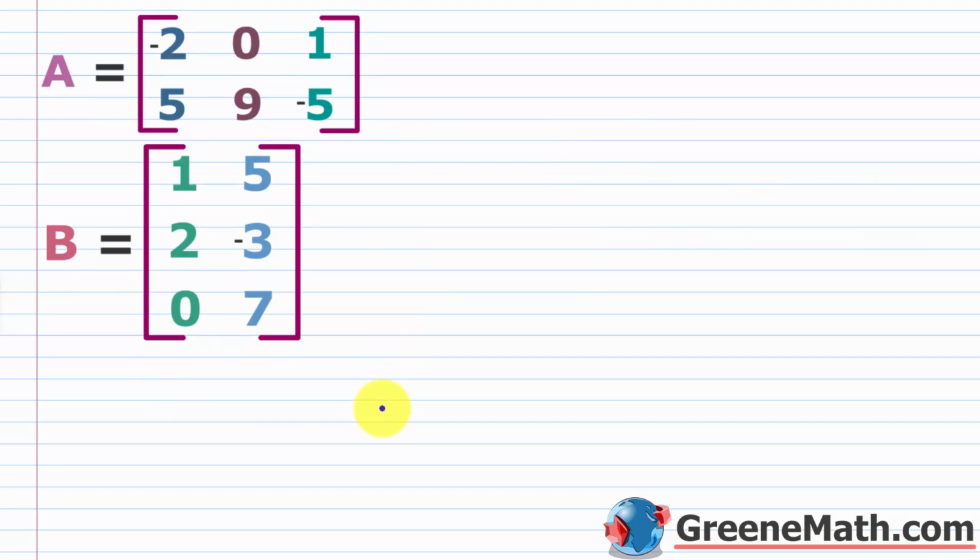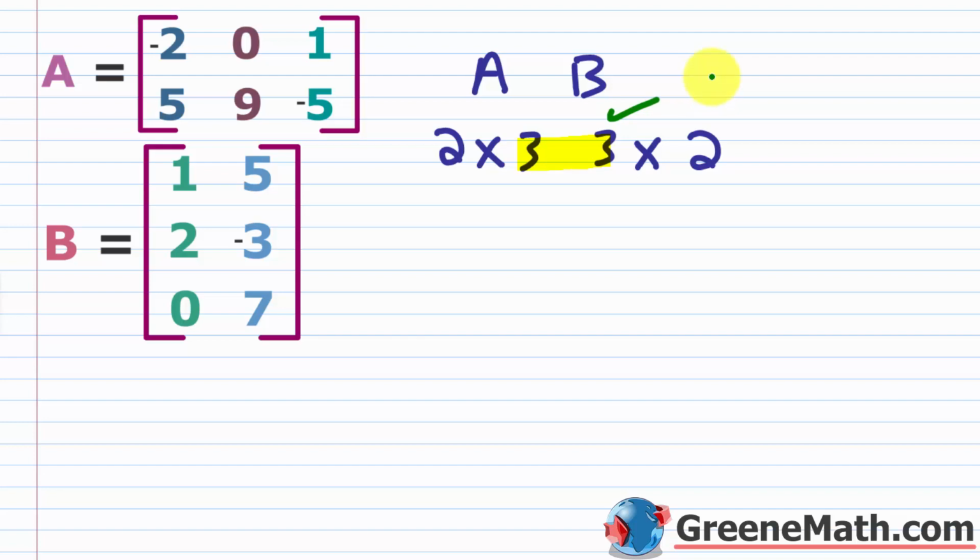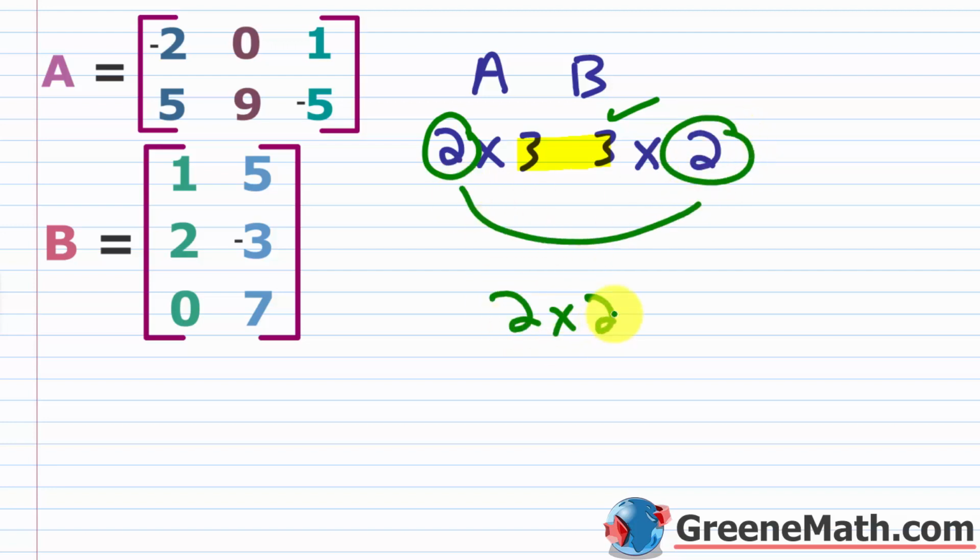Again, this is one where you need a lot of practice. So we have matrix A and matrix B. First and foremost, let's try AB. The size of A is 2 by 3. The size of B is 3 by 2. So again, if these numbers match up, you are good to go. You can put a check and say, yes, we can go ahead and do it. And the size of the product comes from these outside numbers. So it's going to be a 2 by 2 matrix.